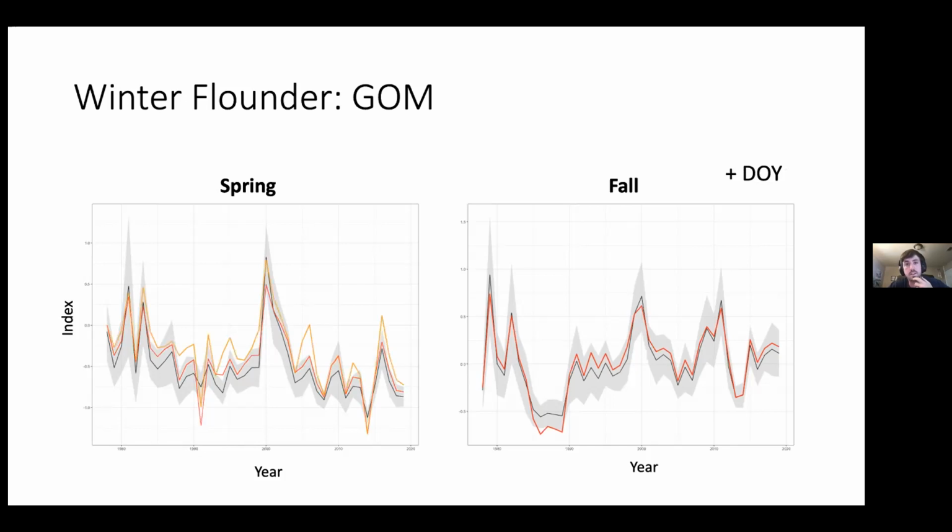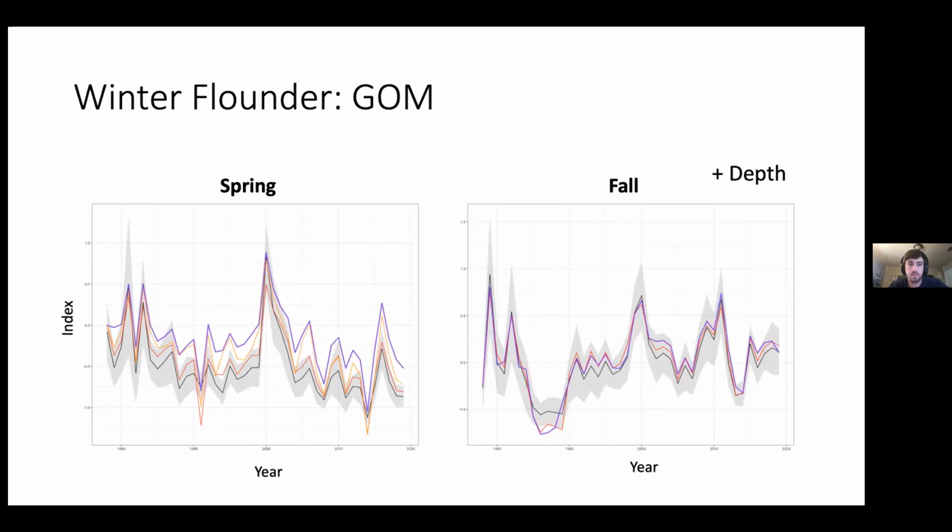So day of the year, I explored including it in these models just because it changes throughout the survey. You're not always fishing on the same day of the year, and I think depending on when they go out might have slightly changed over the years. So there's some variability here. And it was actually selected in the spring model as being important. But you can see here when you add day of the year to the model, it increases some of that interannual variability for some of these years.